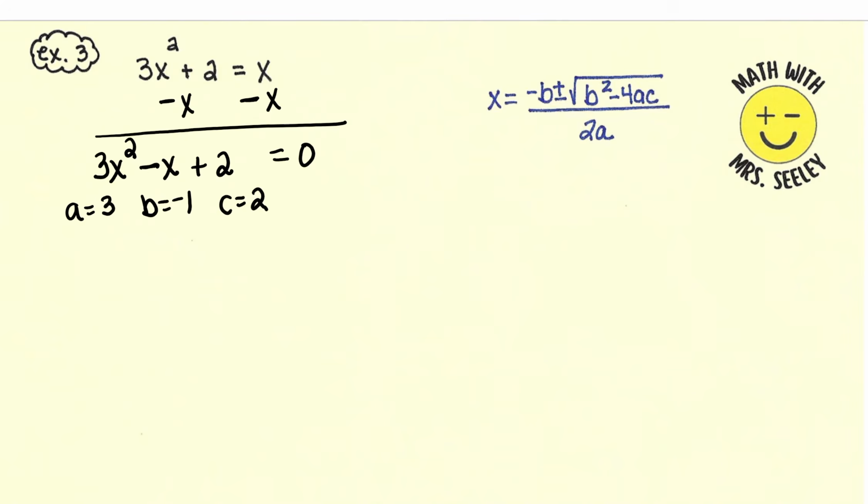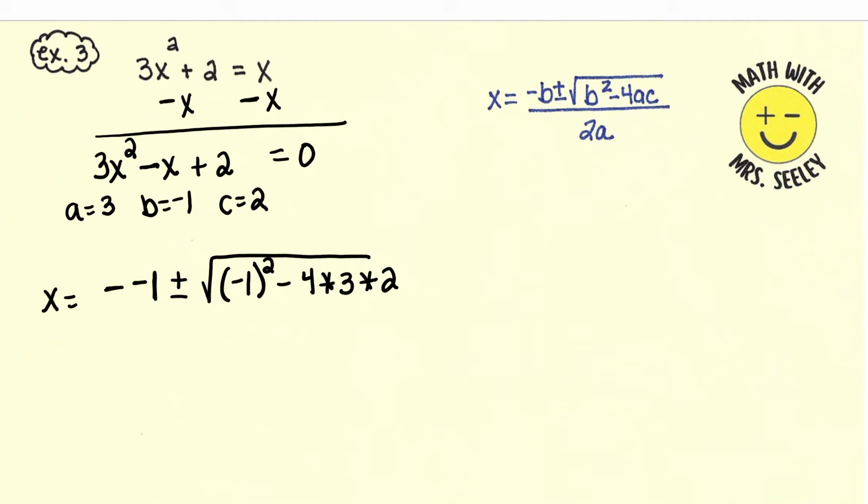Now, if you'd like to try to put this in the quadratic formula and then check back with me, pause the video and see how you do. So to solve this, I will say negative b, which is negative 1, plus or minus the square root of b, negative 1 squared, and we talked about how important it is to make sure you have parentheses there, minus 4 times a, which is 3, times c, which is 2, all over 2 times 3.